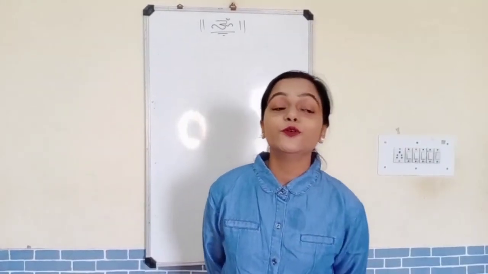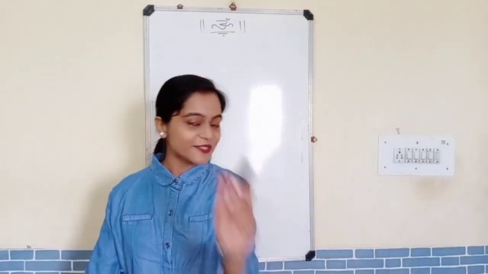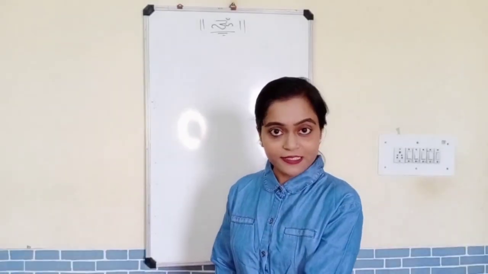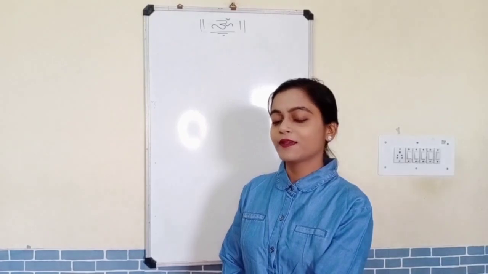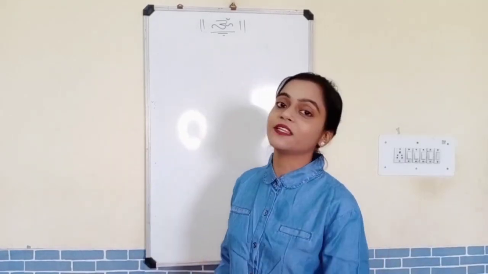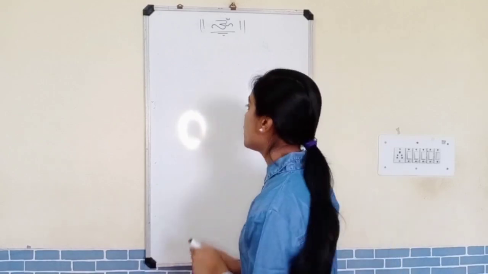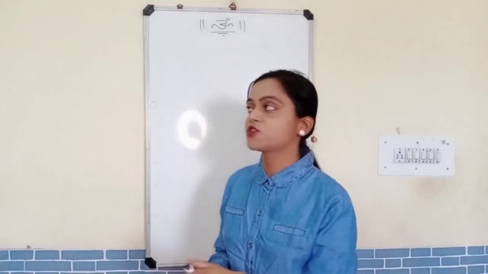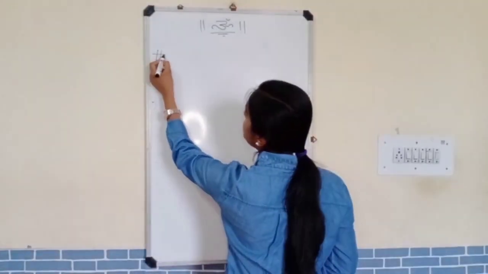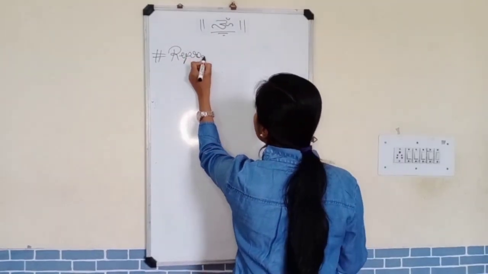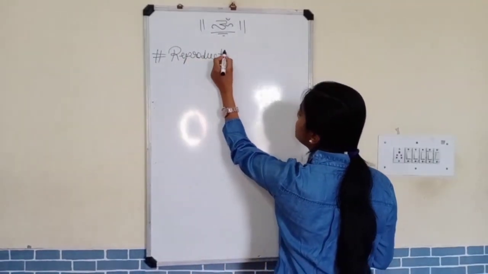So, do you all like the fruits? Yes, I also like the fruits. So, do you know how a fruit generates? No? Don't worry. I will tell you how a fruit generates from a flower. So, the process in which the fruit generates from a flower is called reproduction. Write down the new topic with me, reproduction. Reproduction in plants.